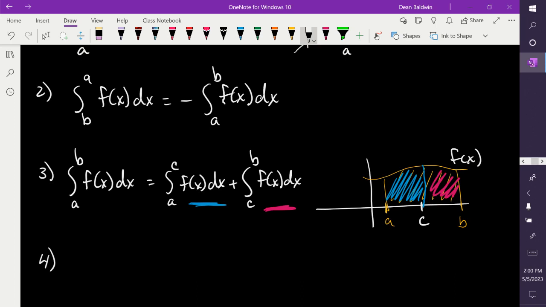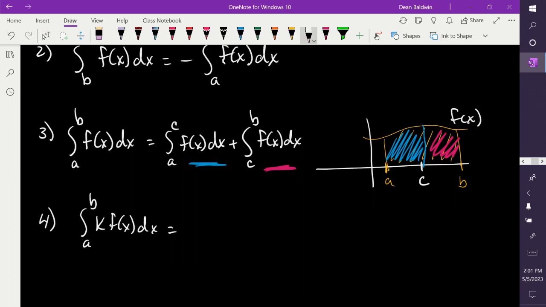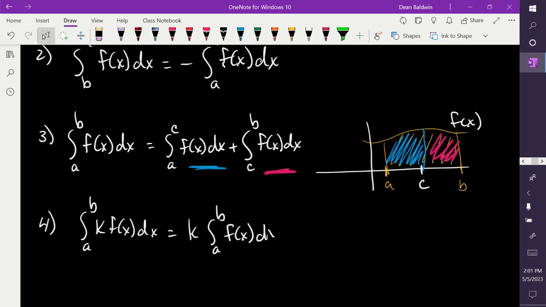Number 4, if you have an integral, k is a constant. What can you do with constants and limits? You pull them out, right? Just like in derivatives. So I can pull constants outside of integrals. Again, that's a good thing because it's simple. It can simplify your calculations. So constants can come inside and outside of the limit, or the integral.